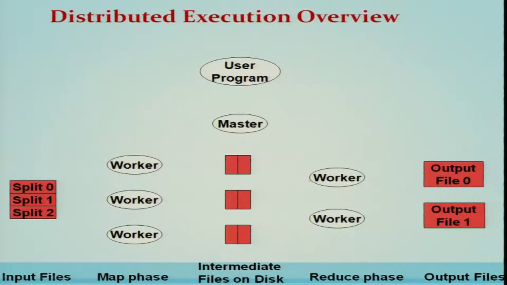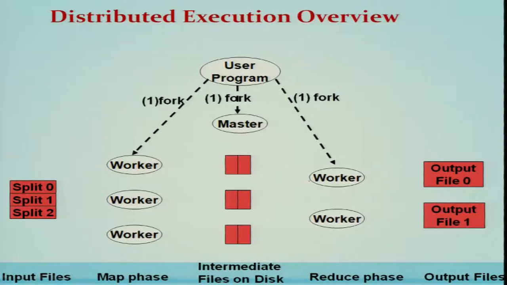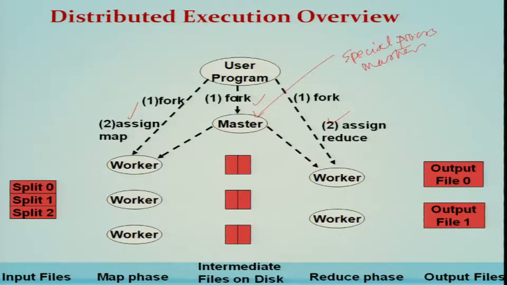So, this is going to be a distributed execution. Now, the user program is in the form of different threads. Three different processes are shown here, and the first one is a special process which is called a master, and all other processes will be assigned either the map function or the reduce function.